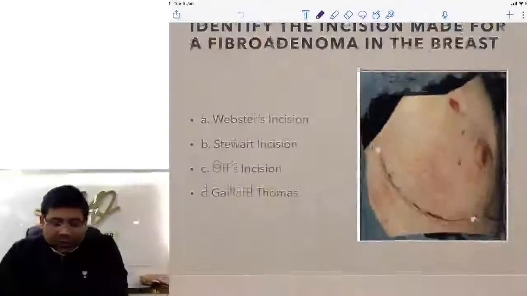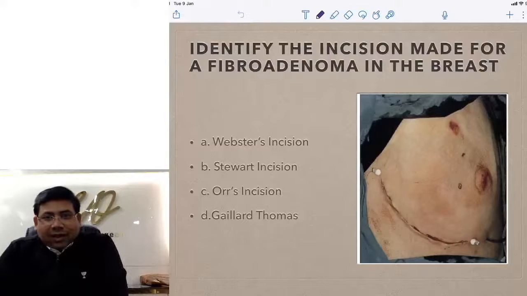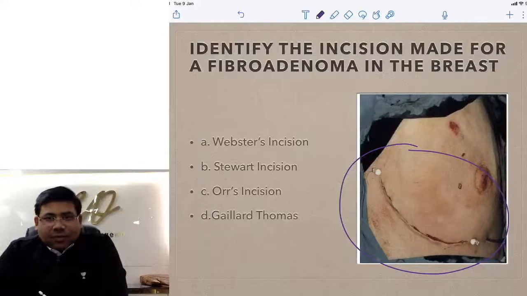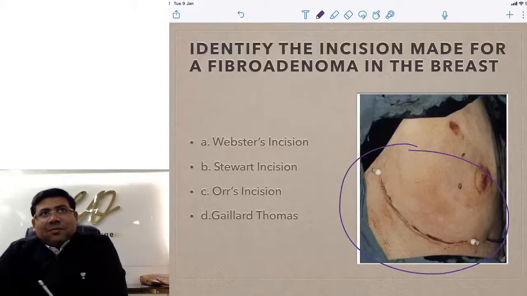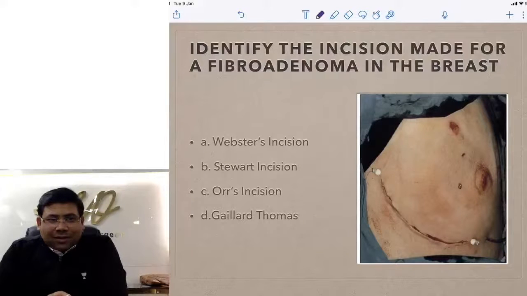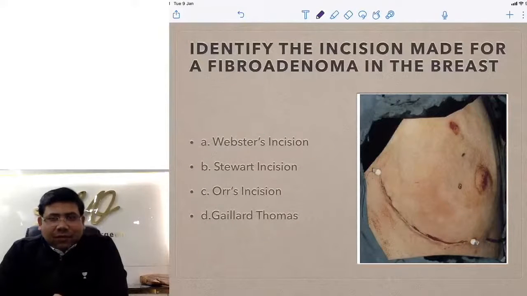Okay, so come on, this is the first question. Hi DK. So this is the first question that we have. Identify the incision made for a fibroadenoma in the breast. So there's an incision. I hope you can see the incision also. This is the incision. So what incision is this? What incision is this? Naveen, hi, good evening everyone. So this is a question on the incisions. Let us see. This is a very simple, straightforward question.